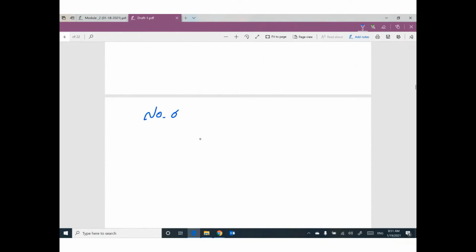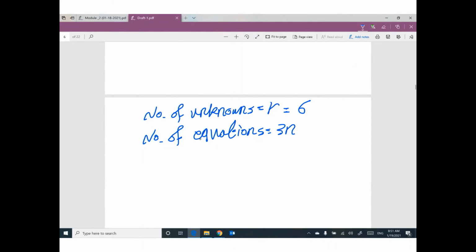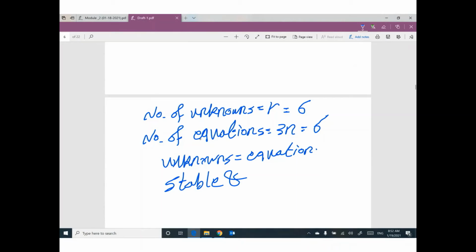So I will do my calculations. Number of unknowns, which is R equals 6. Number of equations, which is 3n equals 6. So number of unknowns equals number of equations. If you go back to the categories, I believe your structure will be stable and determined. That's it.